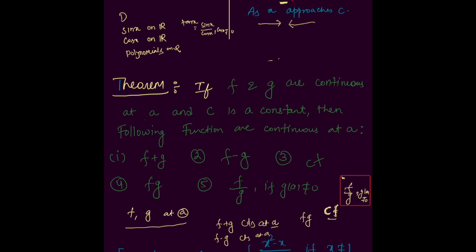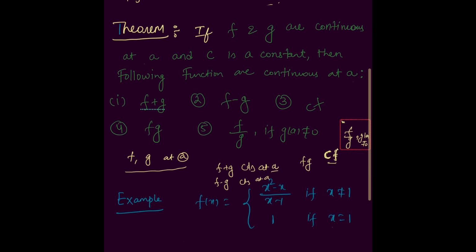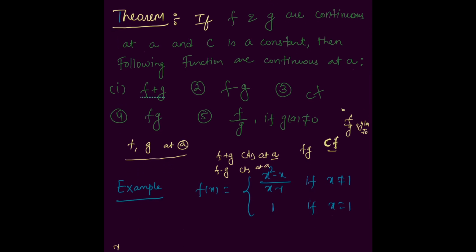So these are the rules. We can construct any function with the help of these. Let us suppose that I want to construct x plus sin x. We know that x is a polynomial function, which is continuous, and sin x is also continuous on the whole real line. So x plus sin x is also continuous on the whole real line. We can say directly that x plus sin x is a continuous function. We can construct a lot of examples with the help of this theorem.